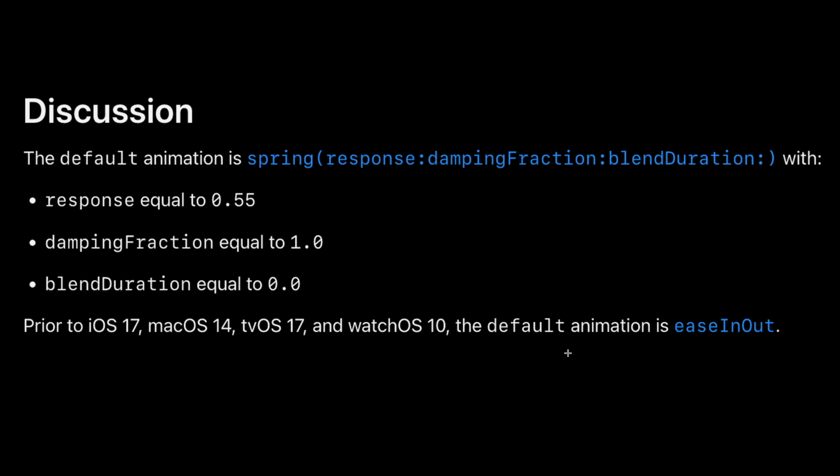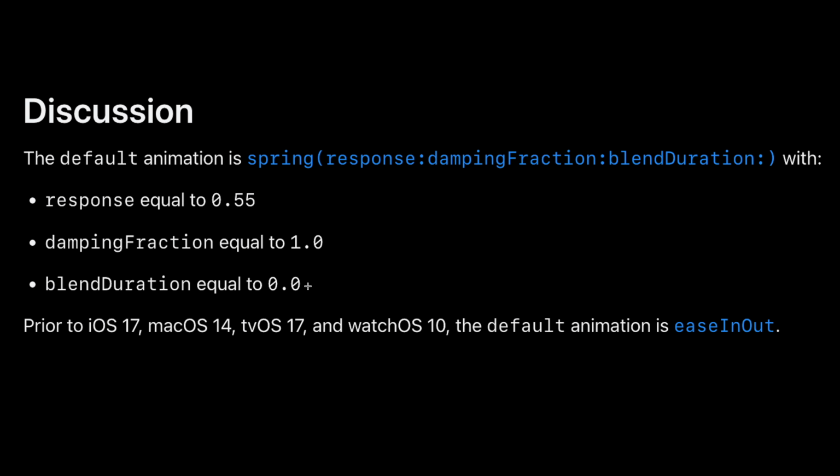So what is a default animation? When you use the global function withAnimation to add an animation to a SwiftUI view, without specifying any easing function, the animation uses spring animation with parameters response, damping fraction, and blend duration, with all these values you see here. Before iOS 17, as stated here, the default animation was ease in out. But from iOS 17, the default animation is the spring animation you see here with the values.